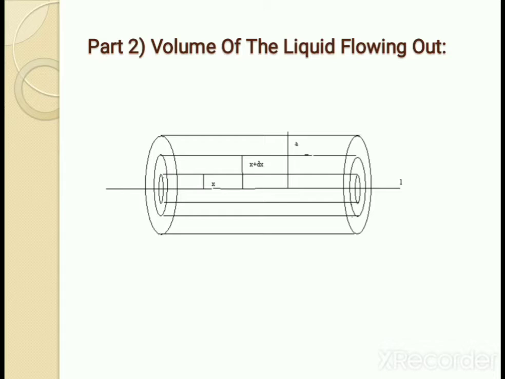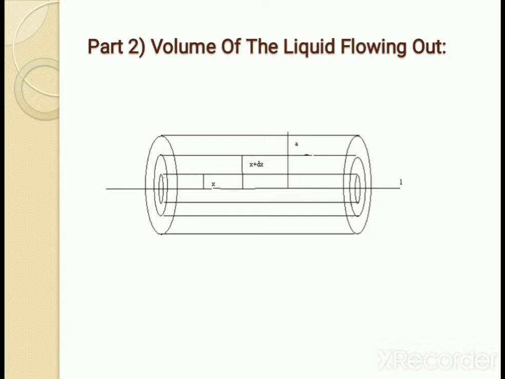Now see the diagram. Here we have taken three coaxial cylinders whose radii are x, x plus dx, and a respectively. And l becomes the length of the coaxial cylinders. Now for the volume of the liquid flowing out, we are going to consider the second coaxial cylinder whose radius is x plus dx from the center of the axis.